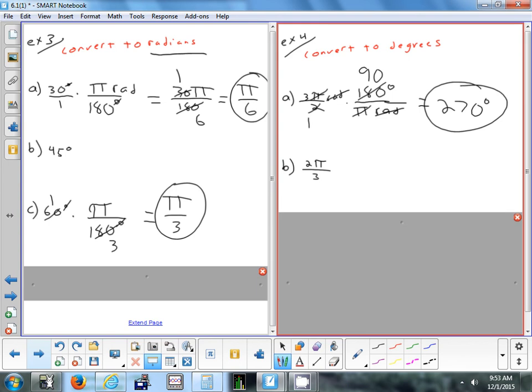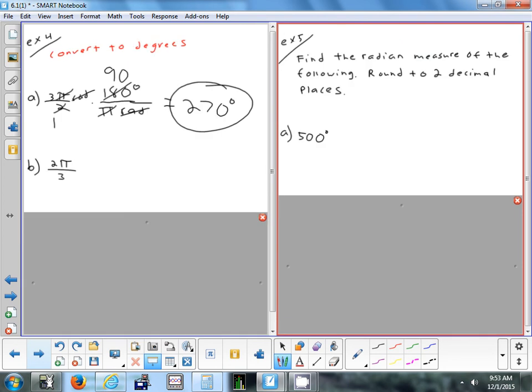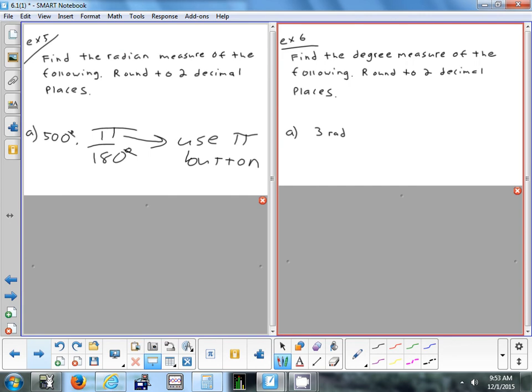So that's the basic idea, changing between degrees and radians. We can practice more of those tomorrow if we need to. If they ask you to round, just type it into your calculator. Literally, type in 500 times pi, divide by 180. But use the pi button. Don't use 3.14, it's not accurate enough. And same thing, converting the other way. We can practice more where we round tomorrow.